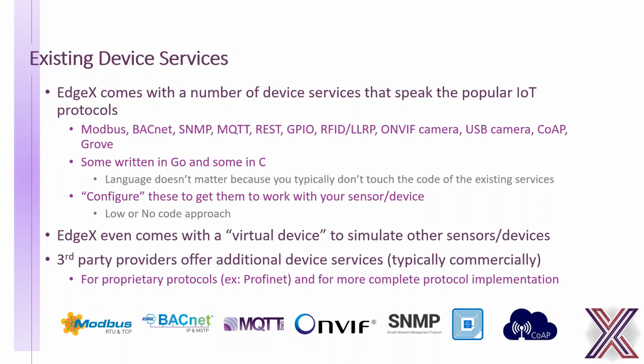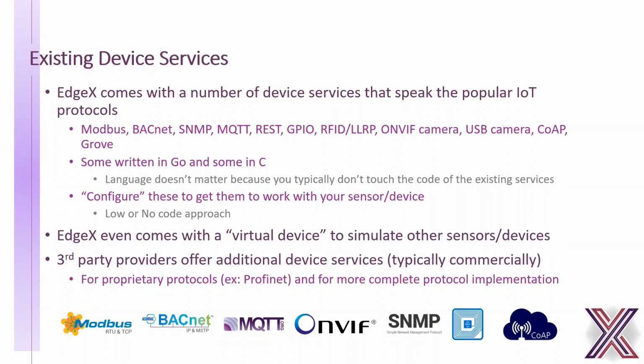Some of those are written in C, some of those are written in Go. Typically, the device service is written in a language that is most easily used with the libraries and connectivity options available for those particular protocols. Some protocols are very much more industrial space driven, and those are typically written in C, whereas others, especially some of the wireless protocols, tend to avail themselves of more modern languages like Go.